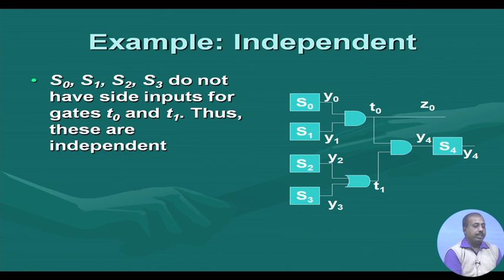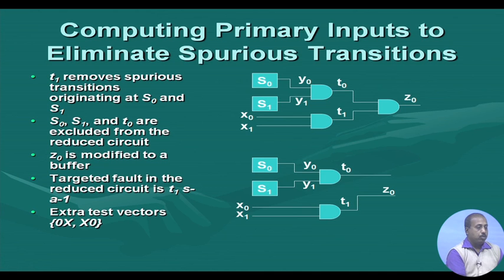And there are independent cells like S0, S1, S2, S3; they do not have any side inputs for gates T0 and T1. So, naturally I cannot have any control over them. So, it depends explicitly on the values at S0 and S1. So, this S0, S1, S2, S3, they are all independent. Okay. So, primary, we can add some primary inputs to eliminate spurious transitions.